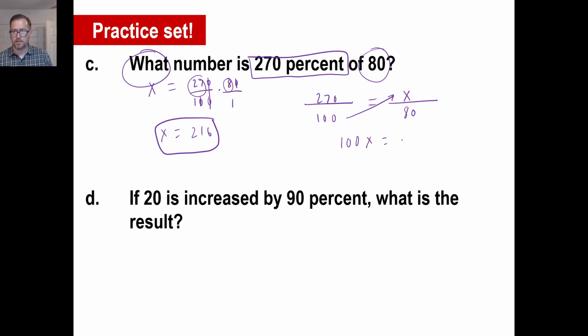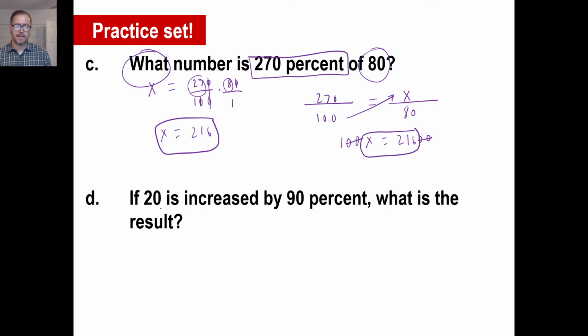100 times X is 100X. 270 times 80, that's going to be 216 with 2 zeros. And this is nice and simple. Cross out the 2 zeros, cross out the 2 zeros, and there we go. Okay, last one. Go ahead and pause it and do one of the other methods or both, or however you want to handle it, and we'll do both together in just a second here.